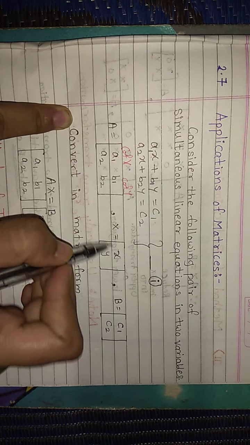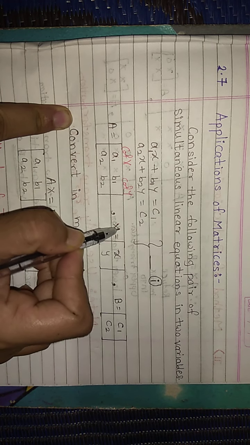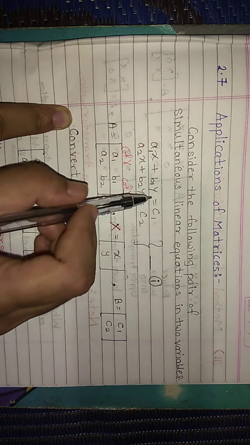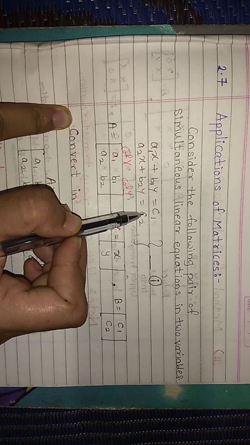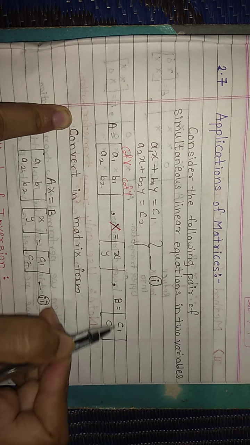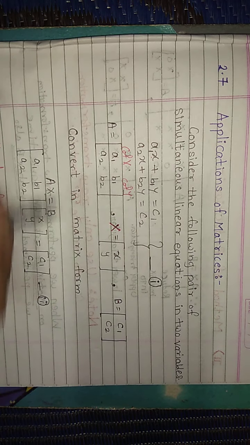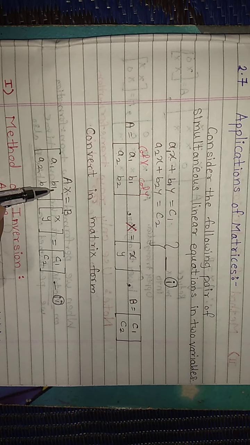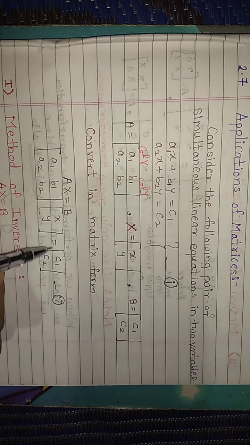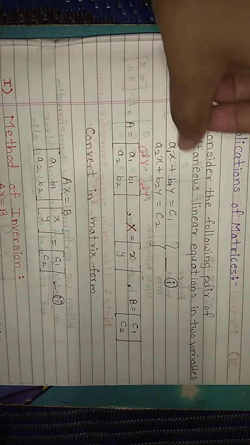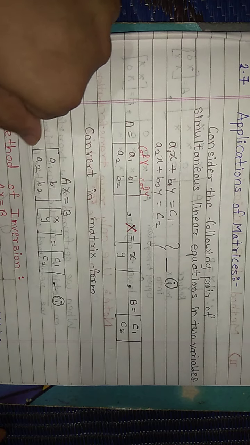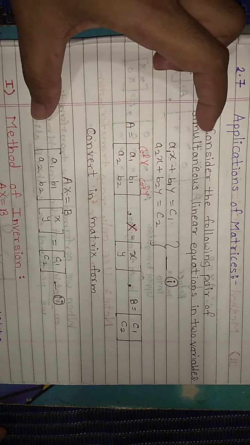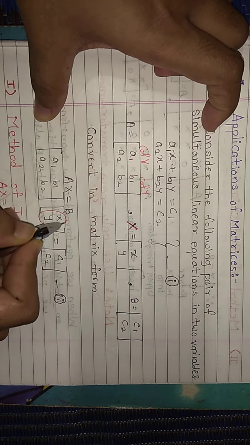Then the variables are always written as a capital letter. Capital X is equal to [x; y], column-wise. Now the last is the constant terms. We write B is equal to [c1; c2], converted into matrix form. So we write here AX is equal to B: [a1, b1; a2, b2] times [x; y] is equal to [c1; c2]. This whole equation we write in matrix form only. The same form we have to apply to find the unknown variables X and Y.